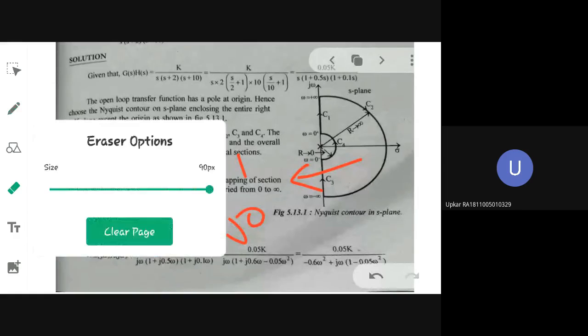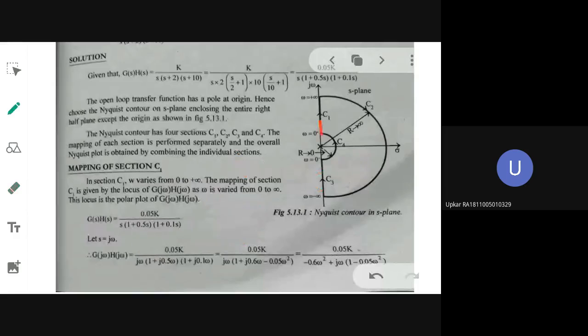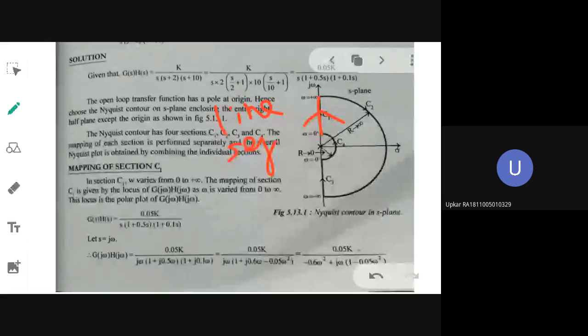So what is the first segment? This is your first segment, the line segment along the imaginary axis, where omega is varying from 0 to infinity. This map should always be a polar plot, the locus of the polar plot, and in some way you need to draw the rough plot.